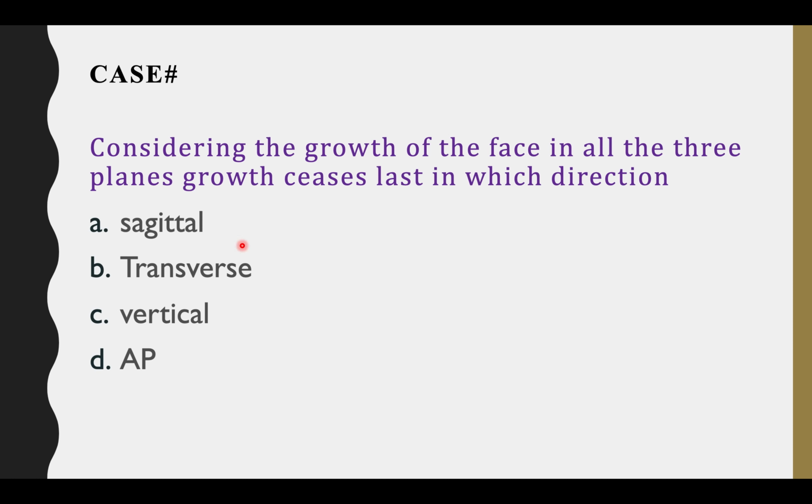So, the next question: considering the growth of the face in all the three planes, growth ceases last in which direction? So, these are from the introductory part of your cephalometrics. The last direction in which the growth stops is your vertical direction. So, how to remember this? If you see any child or an infant, the transverse width, there will be a large face, okay? But if you see a person of 50 years or 60 years, vertically, it will be like an egg, oval shape. So the last condition is vertical.